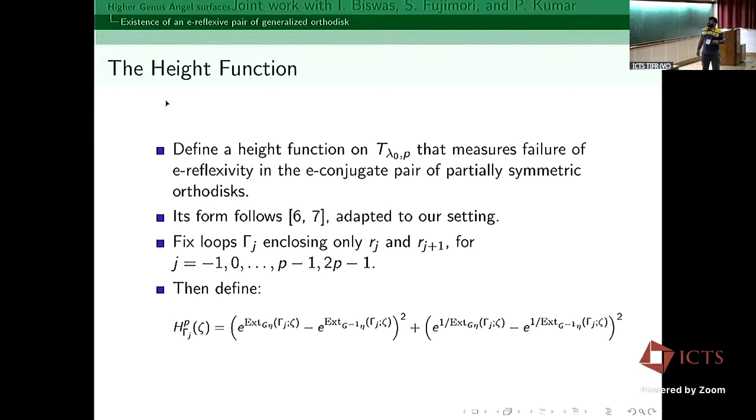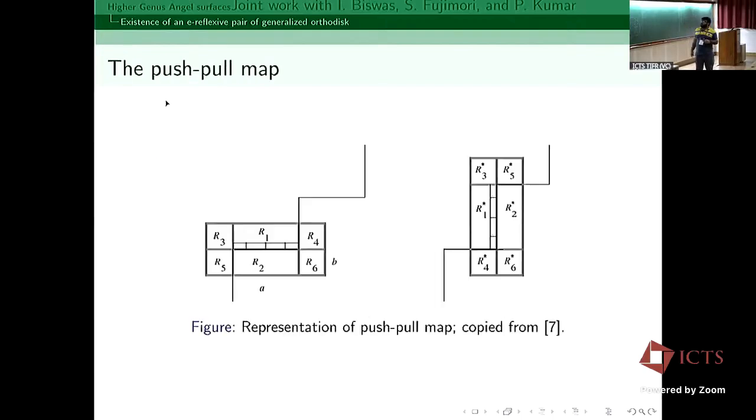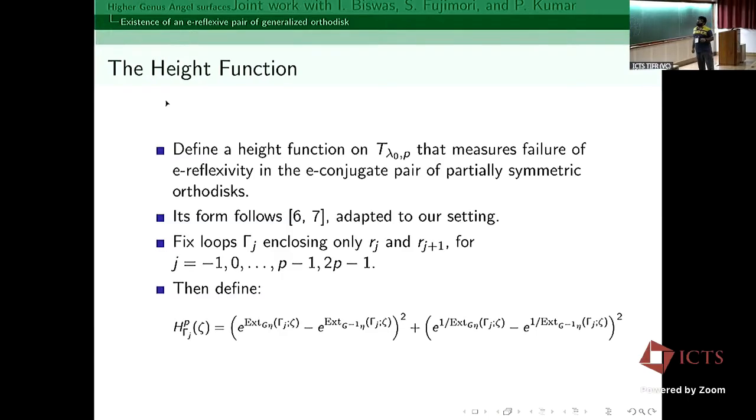So now we take gamma j. Gamma j is a loop including two corresponding punctures. So basically, we take this and this. We take a loop, something like that. And define this function for each gamma j.